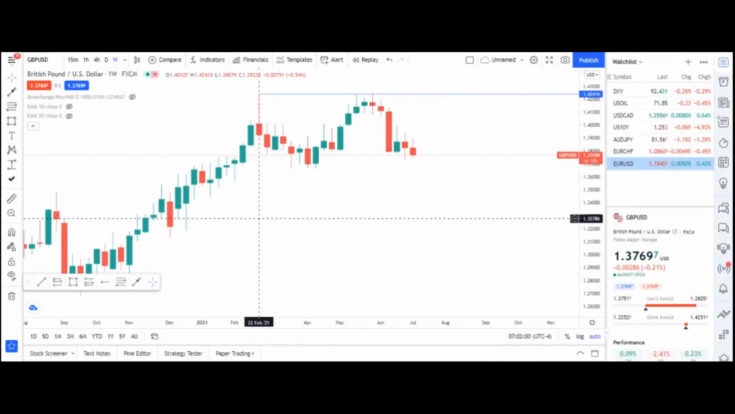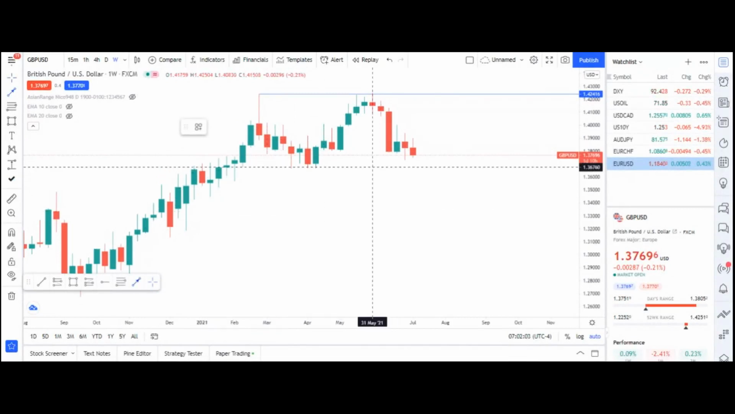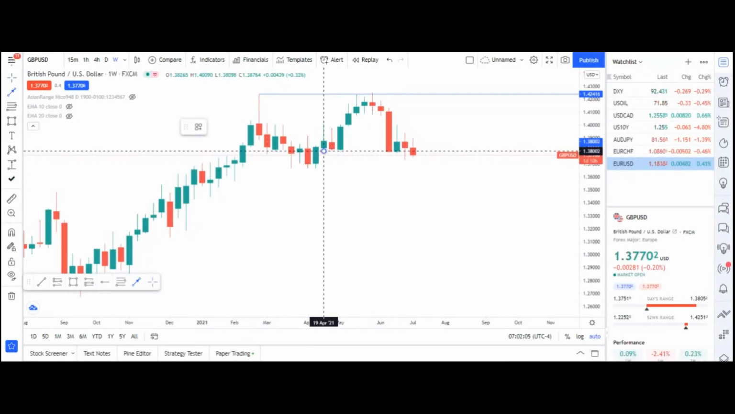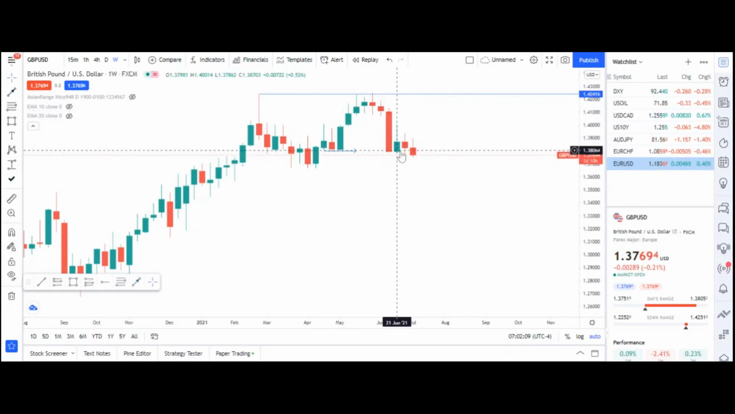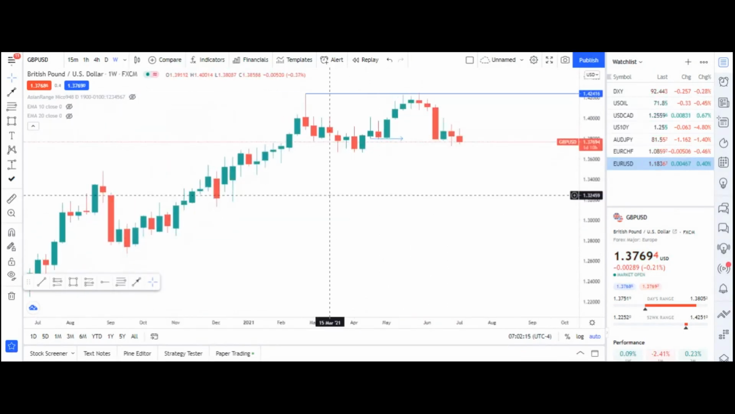That is why it came here. And what did price have to do? Price just had to come and take out these lows right there. Okay, that was what price did. But once it took them out, we were expecting higher prices, but we still didn't get higher prices. Why? Let us go and figure that out.